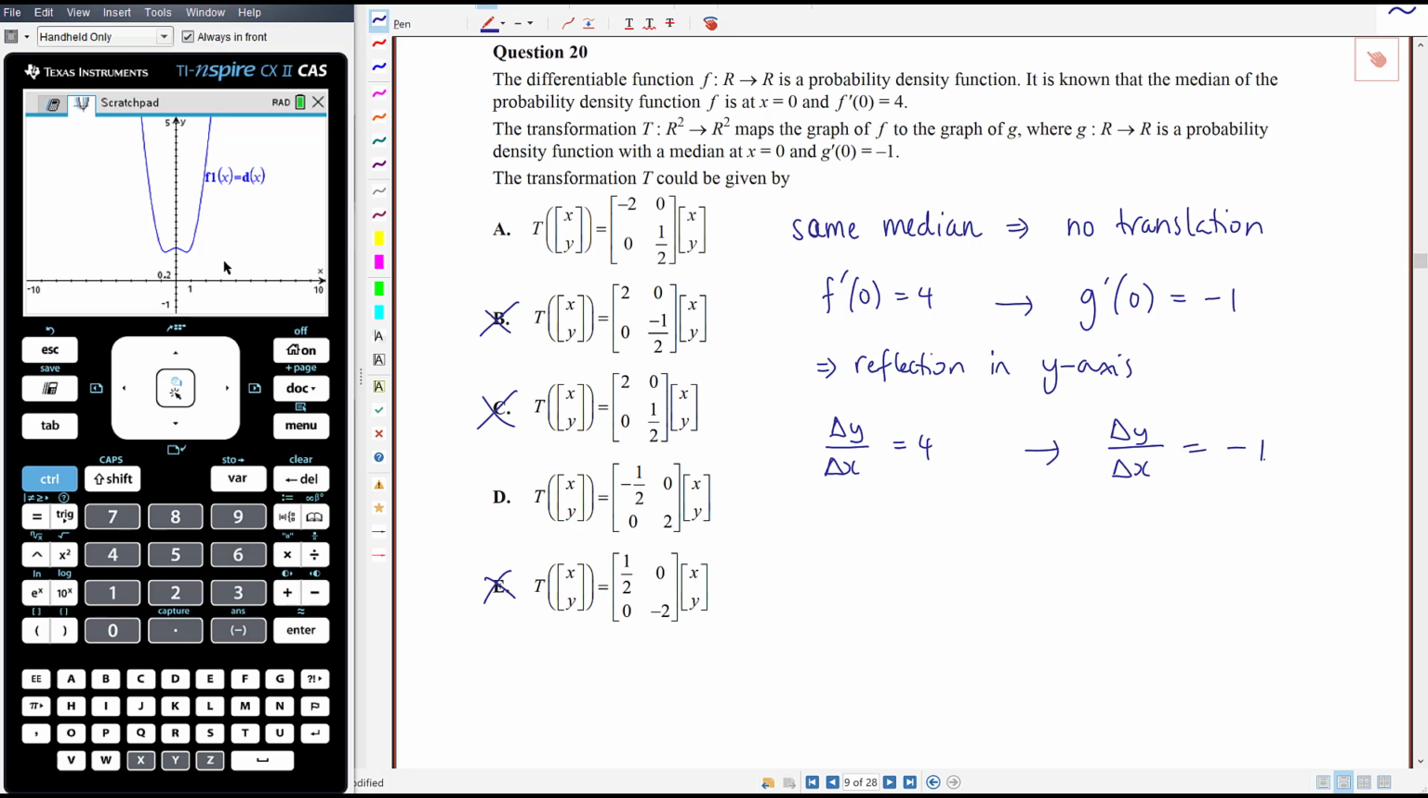So if we were to use A, we'd be doubling all the x values, so the change in x would get doubled, and we'd be halving all the y values, so the change in y would get halved. So change in y times a half, change in x times 2. A half divided by 2 is a quarter. So we've essentially got change in y over change in x times a quarter.